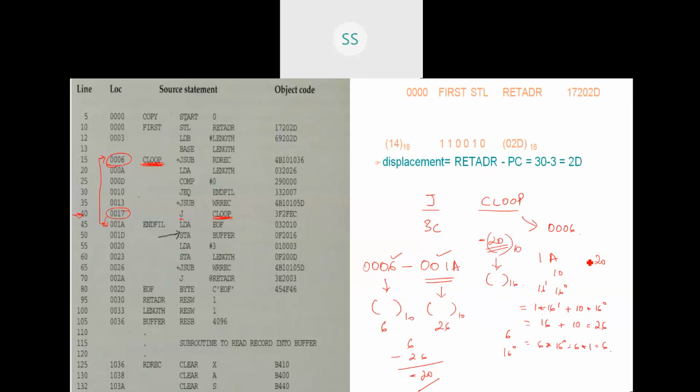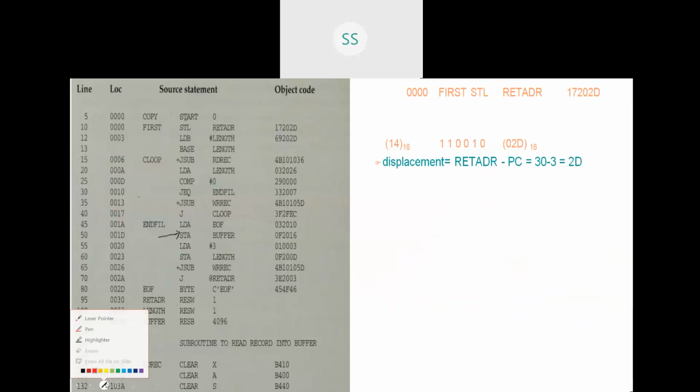20, I will have to divide by 16. So 16 ones are 16 and the balance is 4. So I take it like this. My answer is minus 14 to the base 16. There is a negative sign coming in. I'll just write it here: minus 14 to the base 16. Okay, I don't have space, so I'm going to erase all.